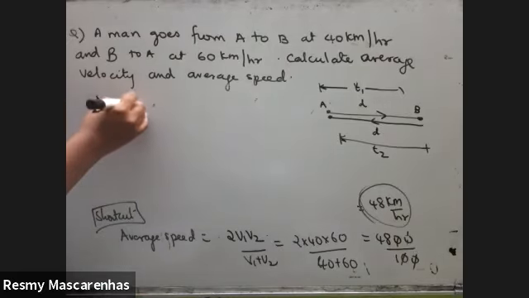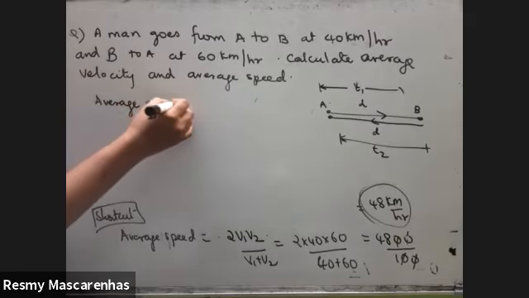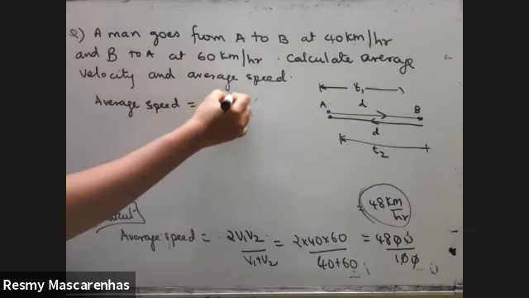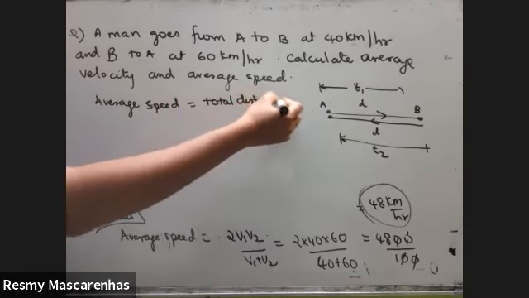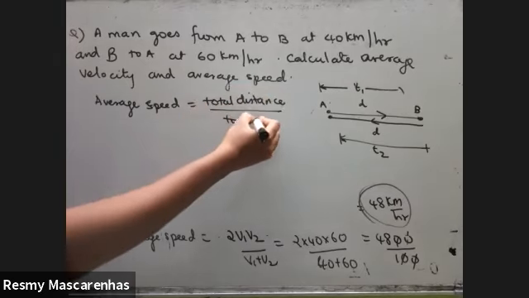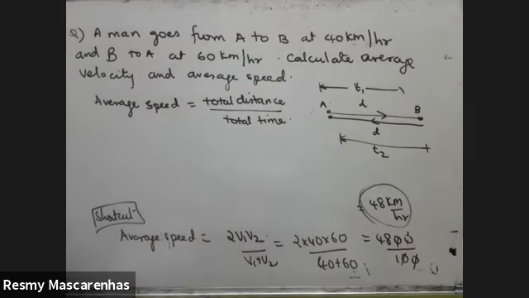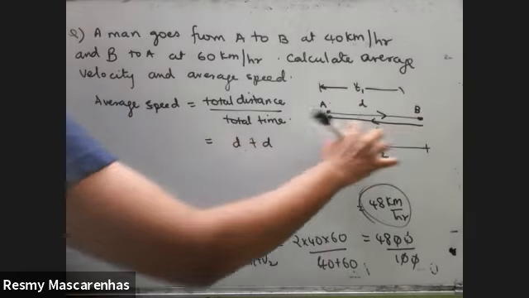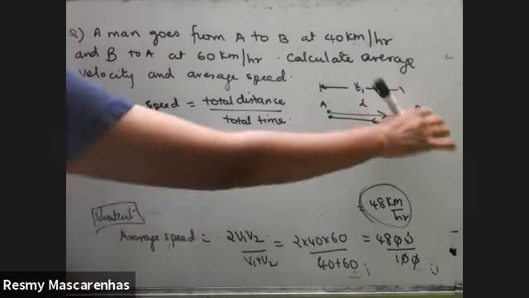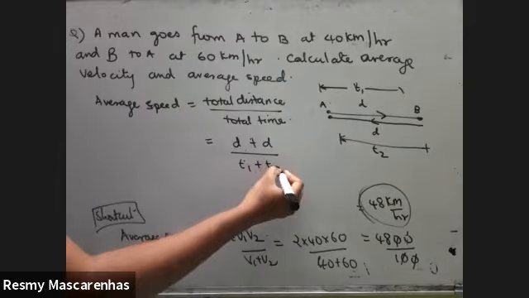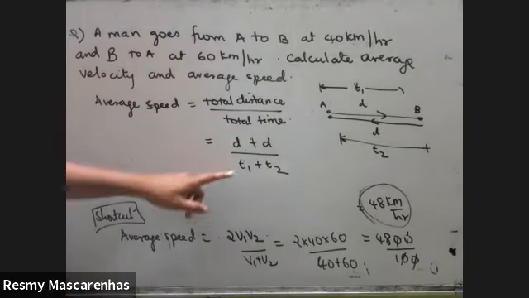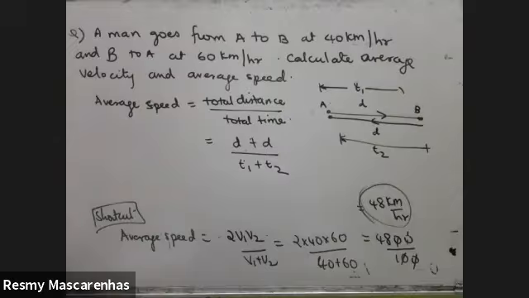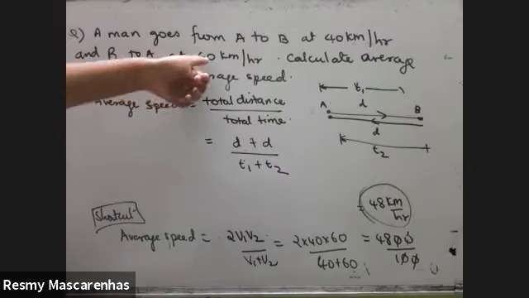So average speed by the long method is nothing but total distance upon total time. So you know that this is d plus d, total distance, upon total time t1 plus t2. Now is there time given for me to substitute here? No. v1 and v2 I know.